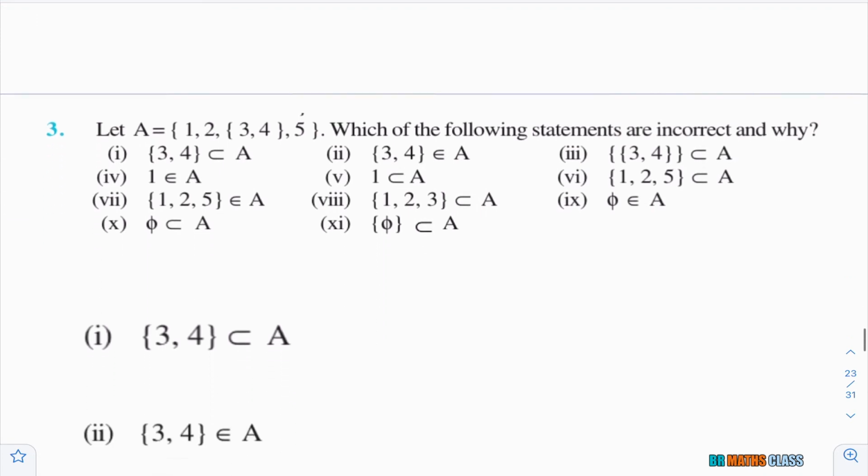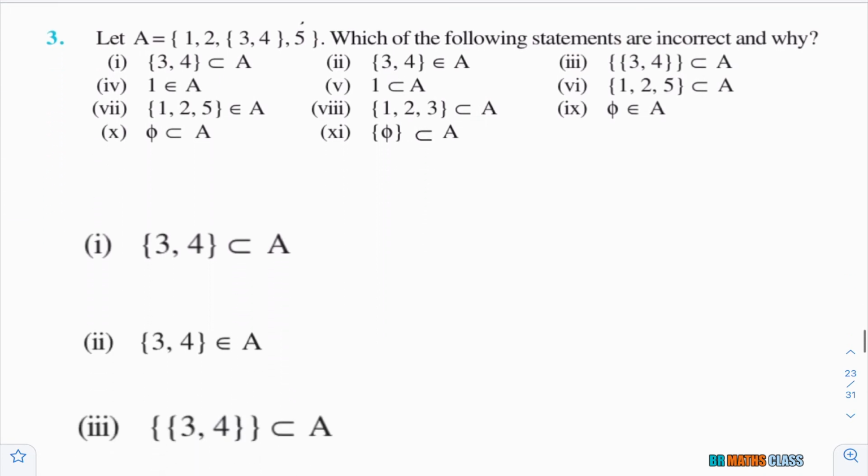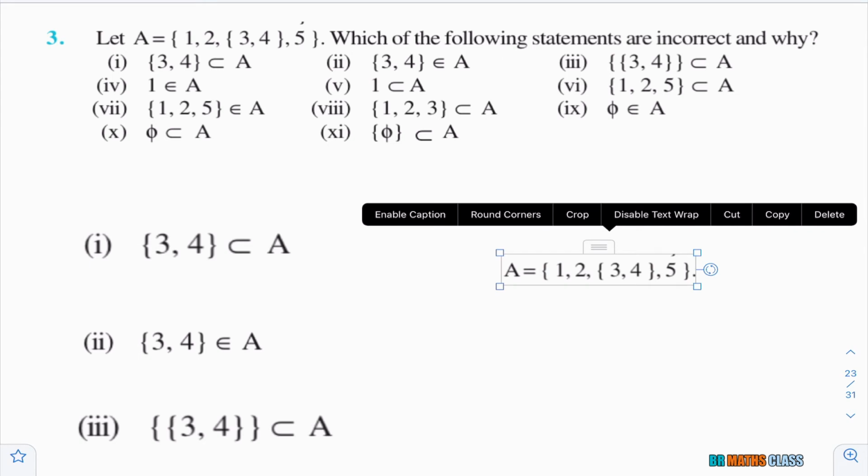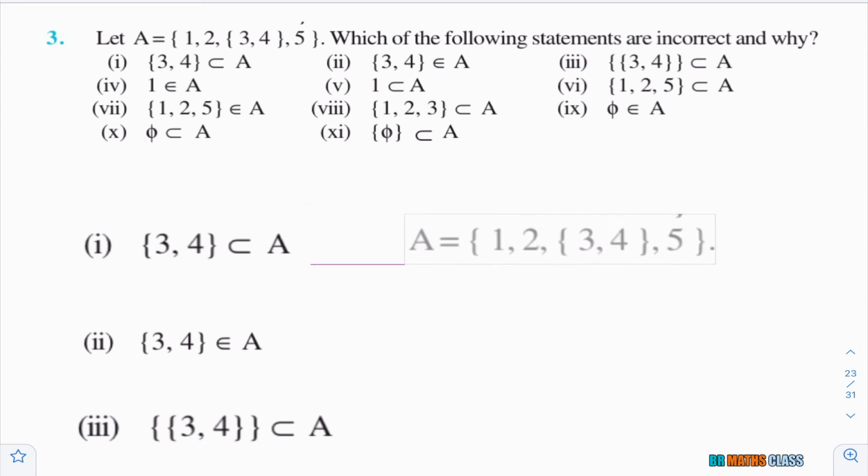Now, we'll move to the next question. This is very, very important. Observe this first set A. What is set A? Set A is like this: 1, 2, 3, 4, 5, like this. I'll write it here. Set A. First, we need to discuss a few things, and only later will we start the solution. Okay, here set A is like this.